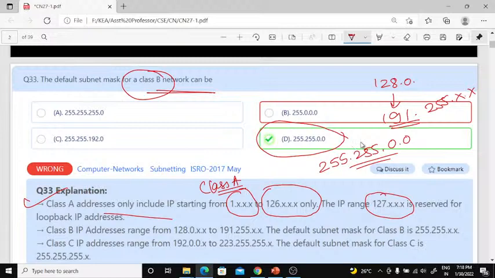Then class C IP addresses range from 192 to 223. So the default subnet mask for class C is 255.255.255.x. That is for class C.